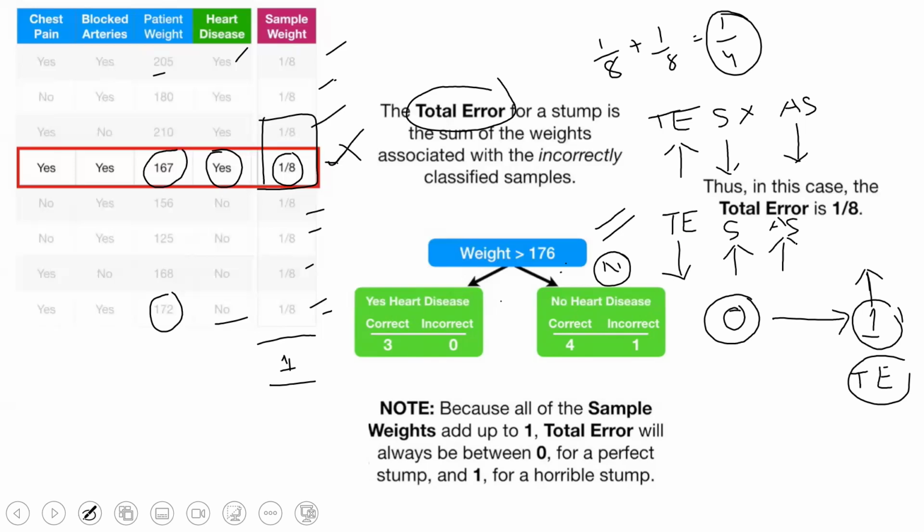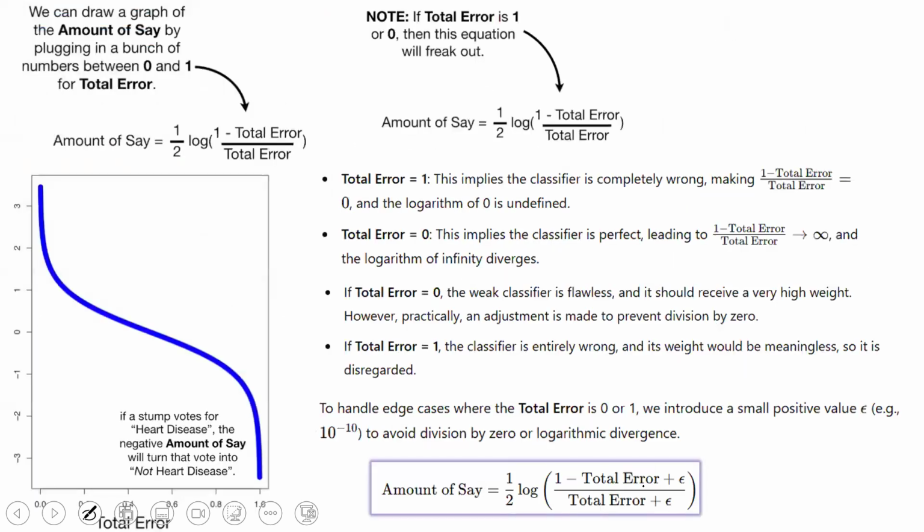So in this case, the total error is equal to 1 by 8, and the total error will always be between 0 and 1. 0 is for a perfect stump, and a total error of 1 is for a horrible stump. Now let's look at this analysis. I have drawn a graph between the amount of say and the total error. Before going to the cases of 0 and 1, let's understand this through some sample example.